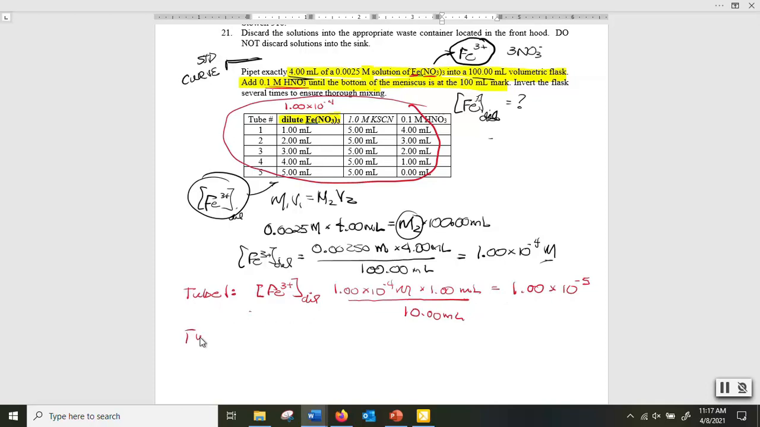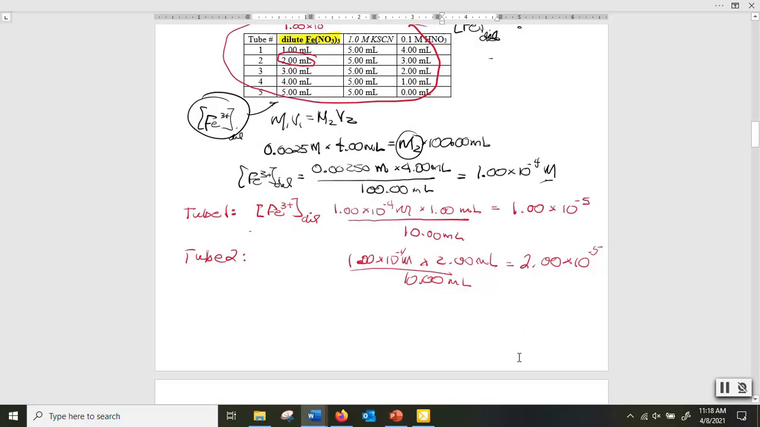For tube 2, we're going to do the exact same thing, except this time we're going to be using 2 milliliters of your dilute iron, so you'd end up with 2.00 times 10 to the minus 5th, etc. And you can see it's 1 milliliter, 2, 3, 4, 5, so this is actually going to be a really easy concentration to find once you've found one of them.